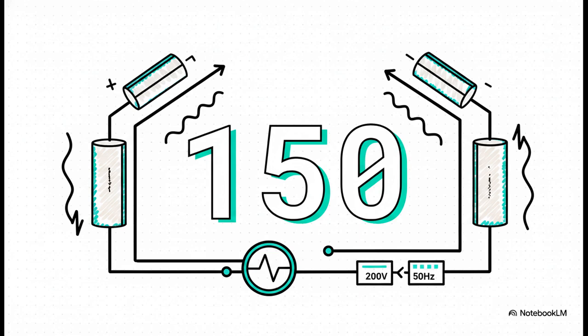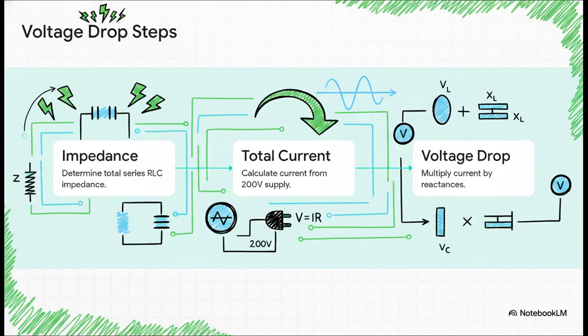Now, chain all these distinct opposing components together and hook them up to a standard 200-volt, 50 Hz AC supply, you've got a seriously dynamic system. So to calculate the specific voltage across the coil and the capacitor, which is exactly what the exam demands, we follow 3 systematic steps. First, determine the total impedance, which is the combined pushback from the resistor, inductor, and capacitor at that 50 Hz frequency. Second, calculate the total current drawn from the 200-volt supply using Ohm's law. Third, multiply that total current by the individual reactances of the coil and capacitor. Boom! You've just revealed the exact voltage drops.